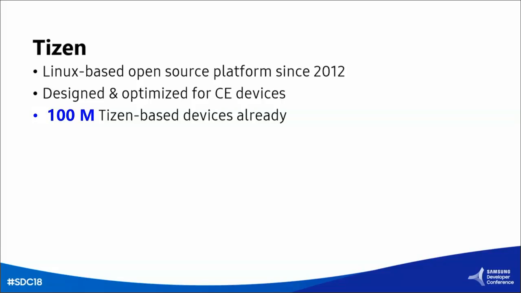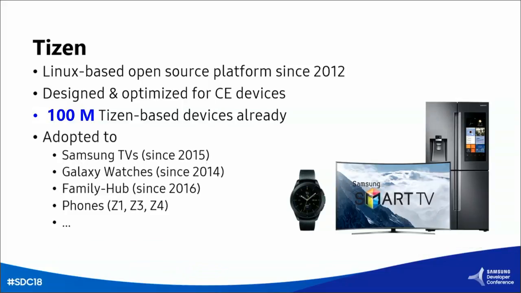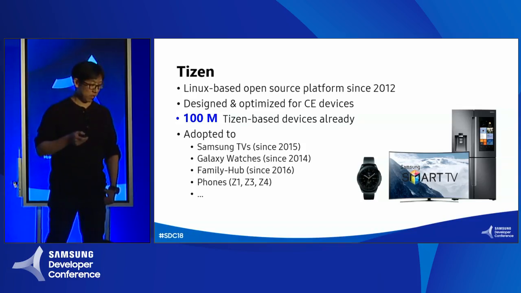So what kind of devices am I talking about here? Samsung TVs since 2015, and also the Galaxy Watches from 2014, and the Family Hub refrigerator from 2016. All those devices are running the Tizen operating system.